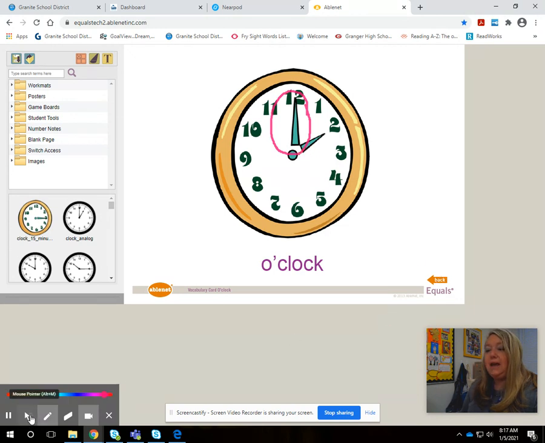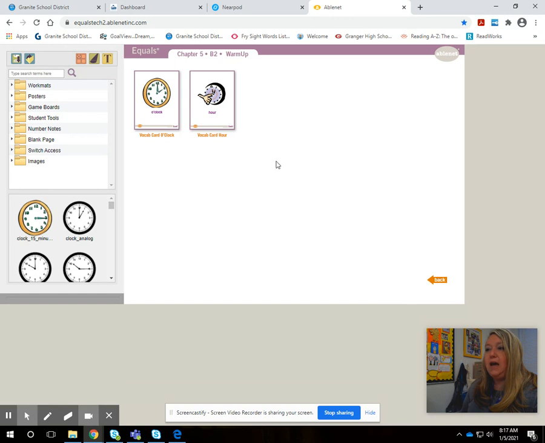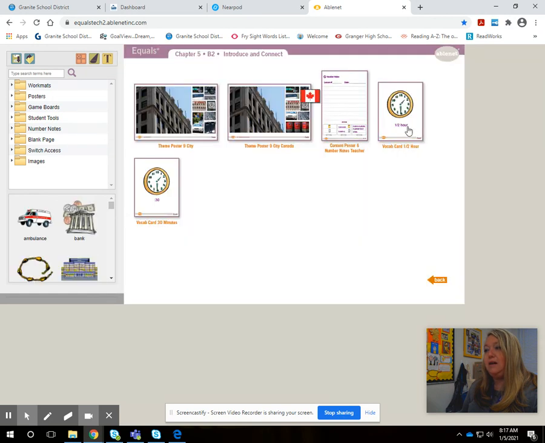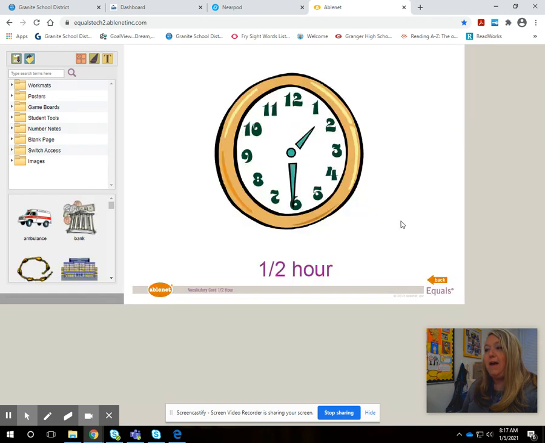Well, today we're going to be learning about half past or 30 minutes. And what this looks like right here is the half hour. Now, the half hour means that the long hand is pointing at the 6. So down here, the 6, the long hand is pointing at it. That means it's 1/2 hour. So it's gone around the clock 1/2 of the way.